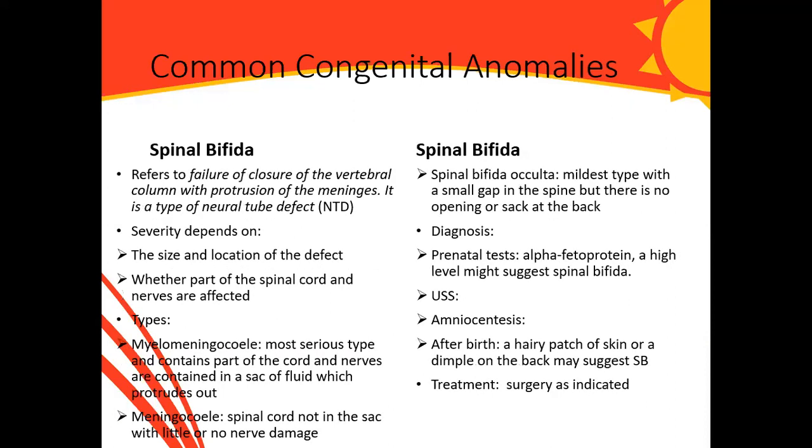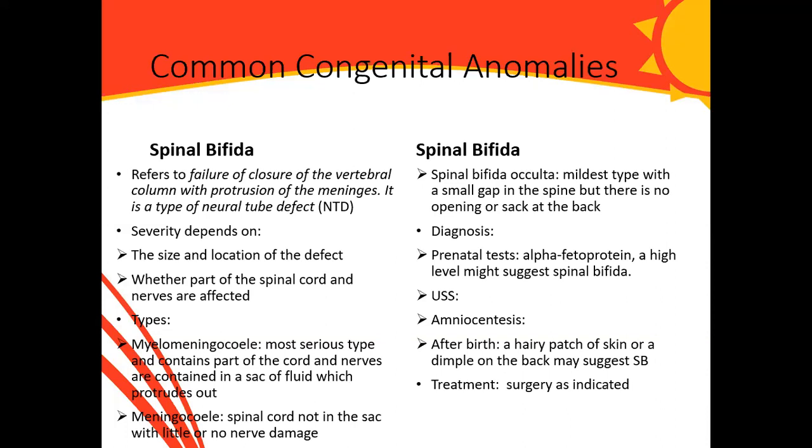The second common congenital abnormality we're looking at is spina bifida. All right, this refers to failure of the vertebral column to close during development, and this leads to protrusion of the membranes surrounding the brain and the spinal cord. So spina bifida is a type of neural tube defect. The severity of spina bifida depends on the size and location of the defect. All right. It also depends on whether the spinal cord or part of the spinal cord or nerves are affected.